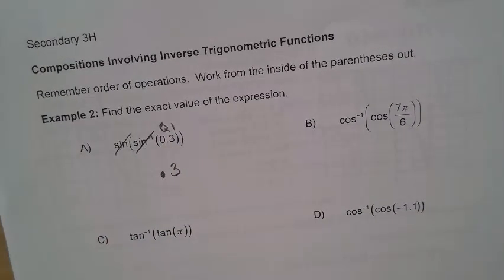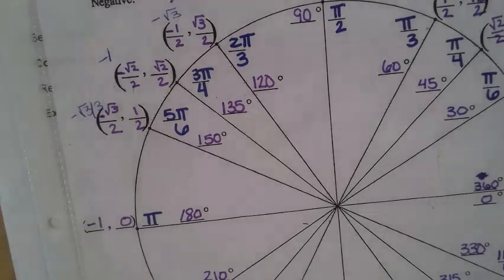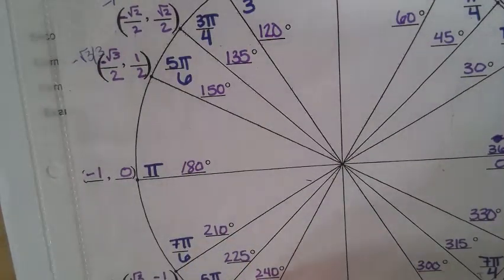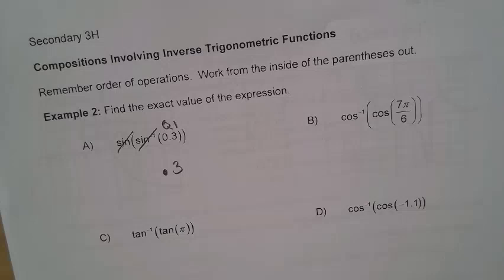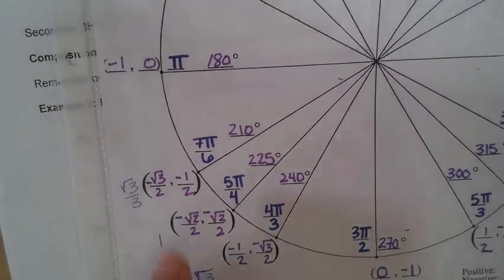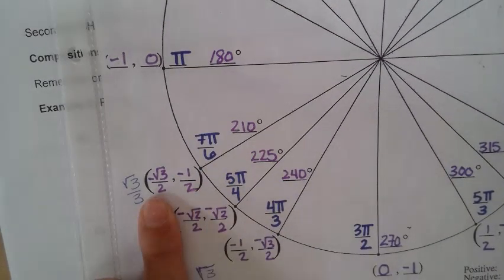For B, we don't have this quality because 7 pi over 6 is in the third quadrant, which cosine cannot happen. So we have to work our way inside out. So the first thing I want you to do is tell me what cosine 7 pi over 6 is. Look at your unit circle. 7 pi over 6. Cosine is going to be negative square root of 3 over 2.